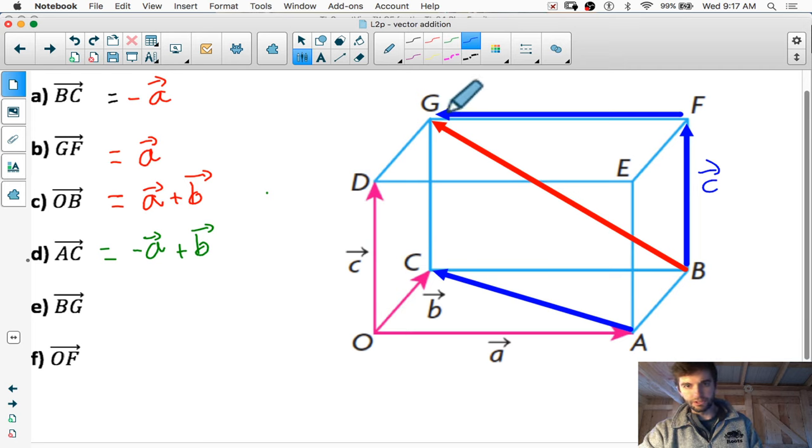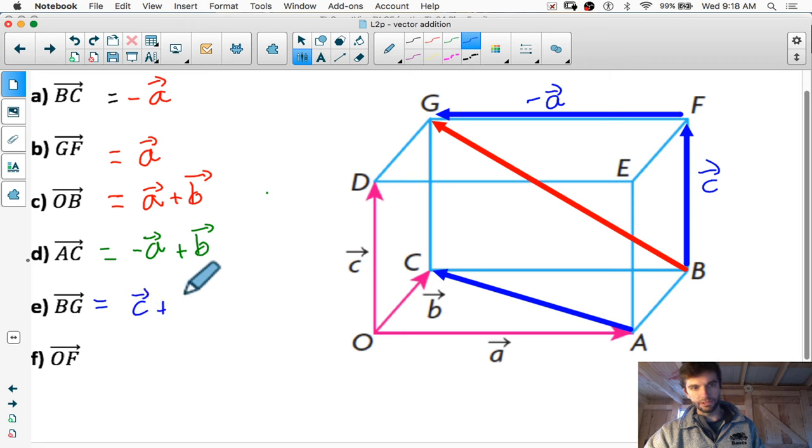And then this vector is going in the opposite direction of what vector A was going in, right? Indicated by the arrowhead on vector A going that way. And vector FG is going in the exact opposite direction, but it has the same length. So we call this equal to the negative of vector A. To get from B to G, if I place these vectors tip to tail, it means they're being added together. So vector BG equals vector C plus negative vector A, which we could simplify to just be vector C minus vector A.